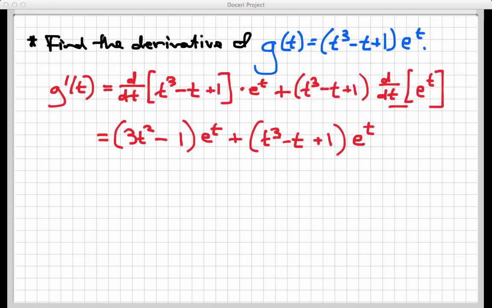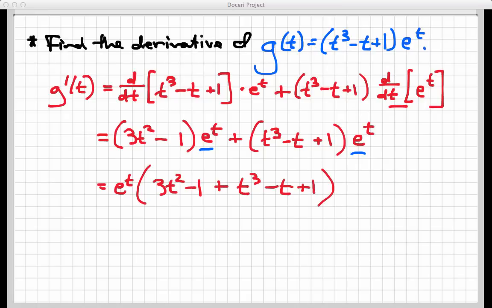Now all the derivative taking is done. Let's try to simplify the result a little bit. I see that there is a common factor of e to the t on both of these terms, so I will factor that e to the t completely out, and I'm left with 3t squared minus 1 plus all this other stuff, t cubed minus t plus 1.